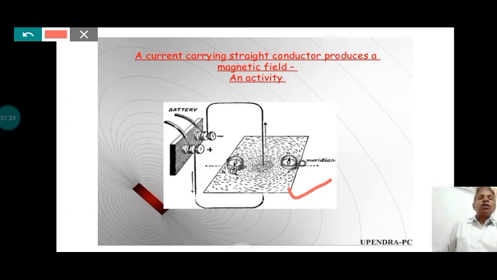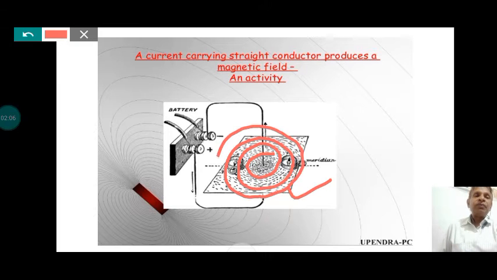In this setup, some iron filings are sprinkled on the cardboard around the conductor, and we gently tap the cardboard. We observe that due to the magnetic field produced by the straight conductor, all the iron filings arrange themselves in the form of concentric circles. These concentric circles form around the conductor. These are the magnetic field lines produced by the current carrying conductor.